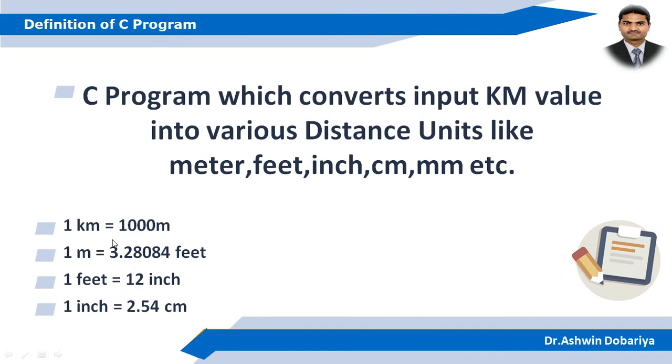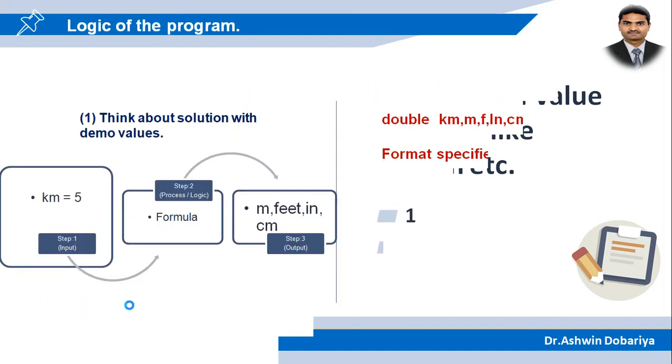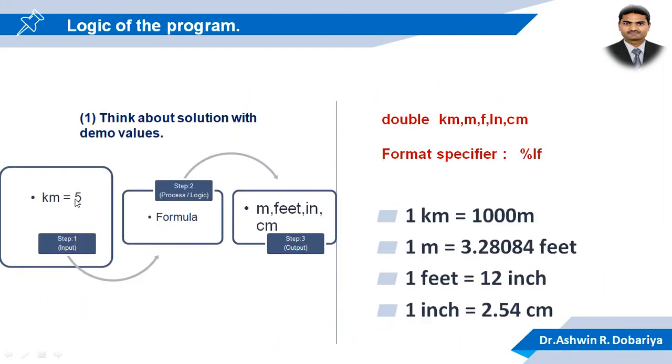Now let me think about the logic of this program. First let me take one demo value. Suppose I input 5 as a kilometer, this is our first step. When we input, then we have to use the various formulas that we discussed in the previous slides, and whatever result is generated, finally we have to display on screen. So this is the first step: how many values we have to input and how many outputs we have to display. Based on that, now we have to think about the various variables.